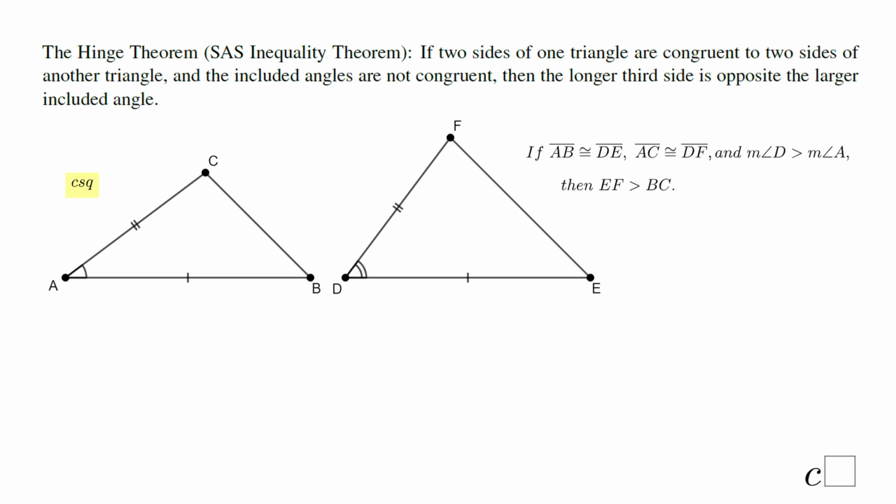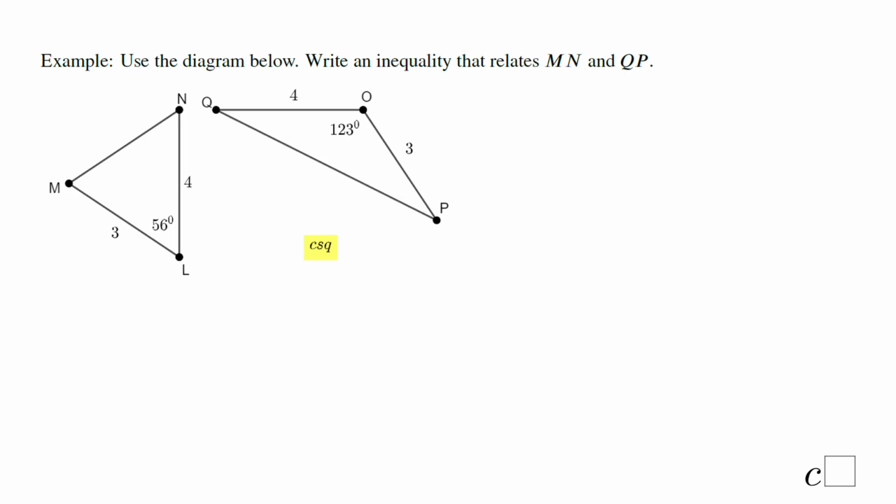And you notice we have two pairs of corresponding congruent sides, AB congruent with DE. Also AC is congruent to DF. But this angle is larger than this angle. Therefore, EF should be greater than BC. That's what the Hinge theorem says, and you can see this in the picture. Let's see how we use this Hinge theorem.